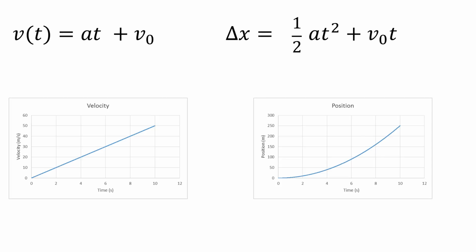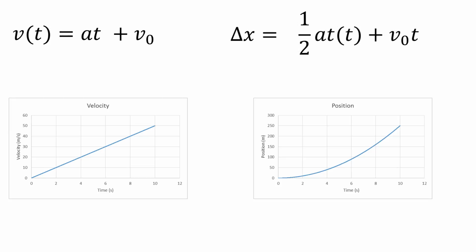This is a well-known equation for displacement that holds whenever the acceleration is constant. Rewriting at squared as a times t times t, I can again realize the relationship between position and velocity. Because the initial velocity appears to be 0 on this plot, the height of the line on the y-axis is given as at.